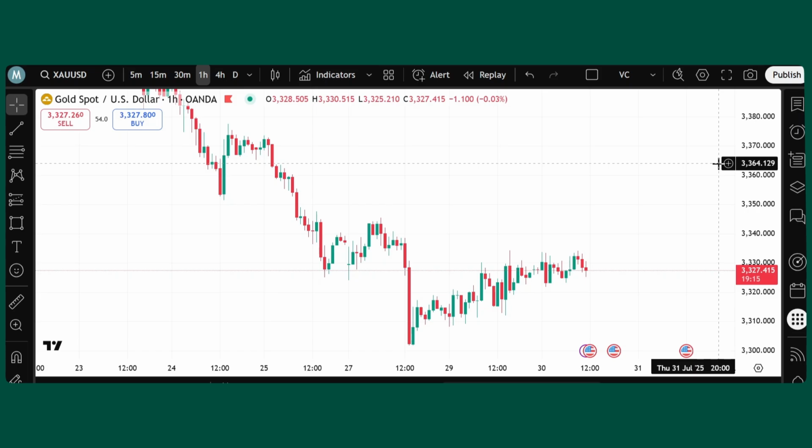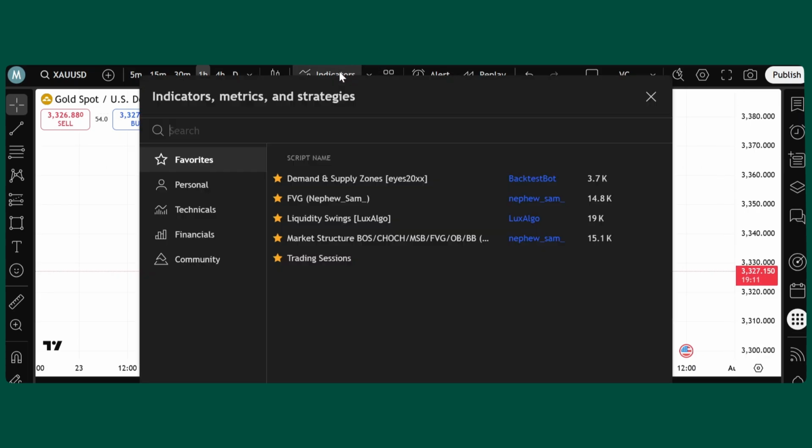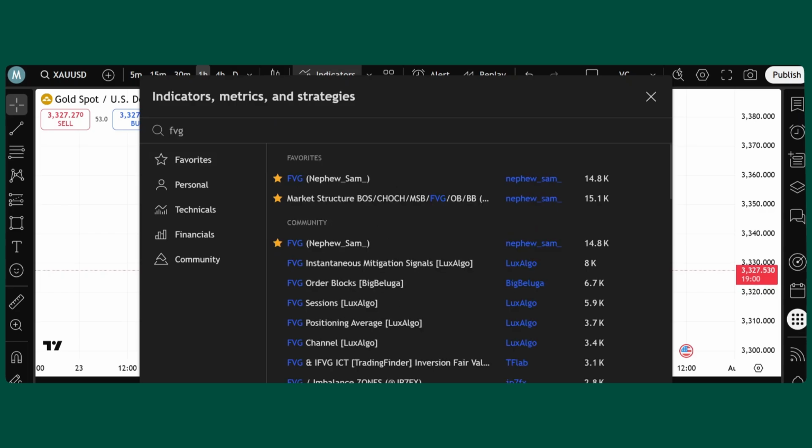So the first indicator I'm going to talk about is the fair value gap FVG by nephew Sam. You can easily get it by just searching for FVG and favorite the one by nephew Sam to get started.